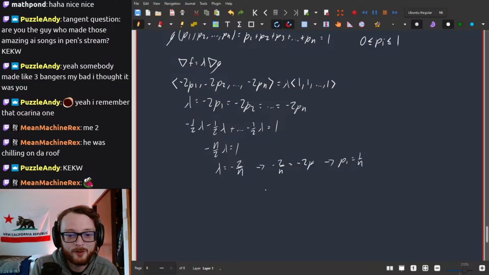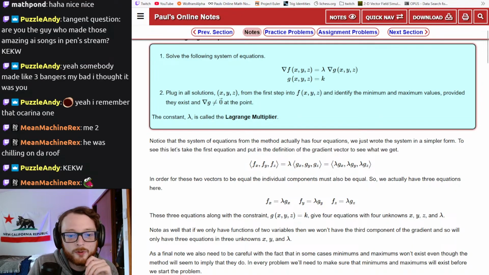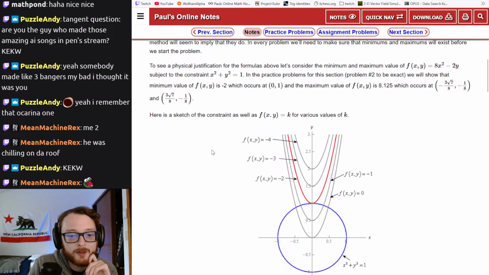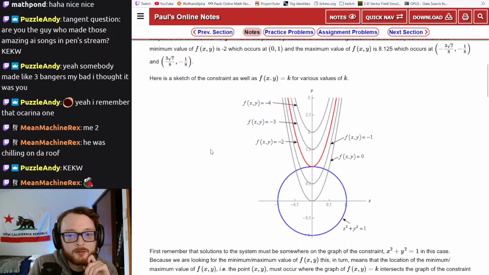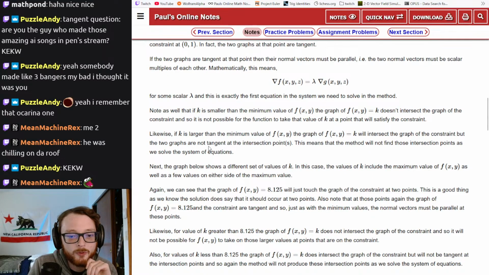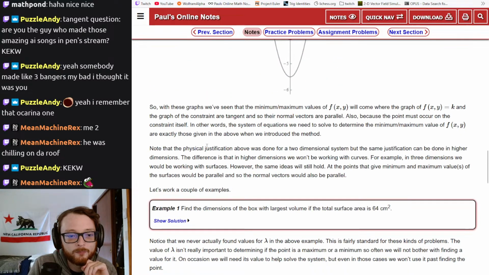Actually, we don't have to say p1. We can say p sub i. Now, when we're using Lagrange multipliers, is there a nice way of classifying this critical point? Because that was my issue with my other technique too. I couldn't really prove it's a maximum.